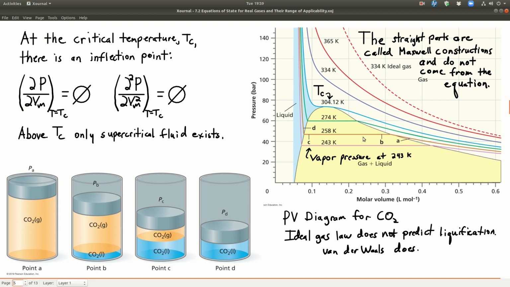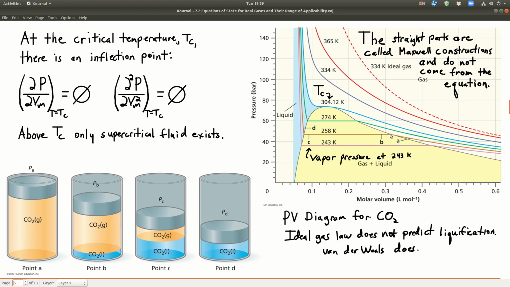The thing that those two equations do much better than the ideal gas law is they predict liquefaction, that it becomes a liquid. So in this graph right here, the blue region is where it's a liquid, the yellow is where it's a mixture of the gas and the liquid, and out here it's just a gas. So let's look at the isotherm that's 258 Kelvin. And we have 4 points here, A, B, C, and D.